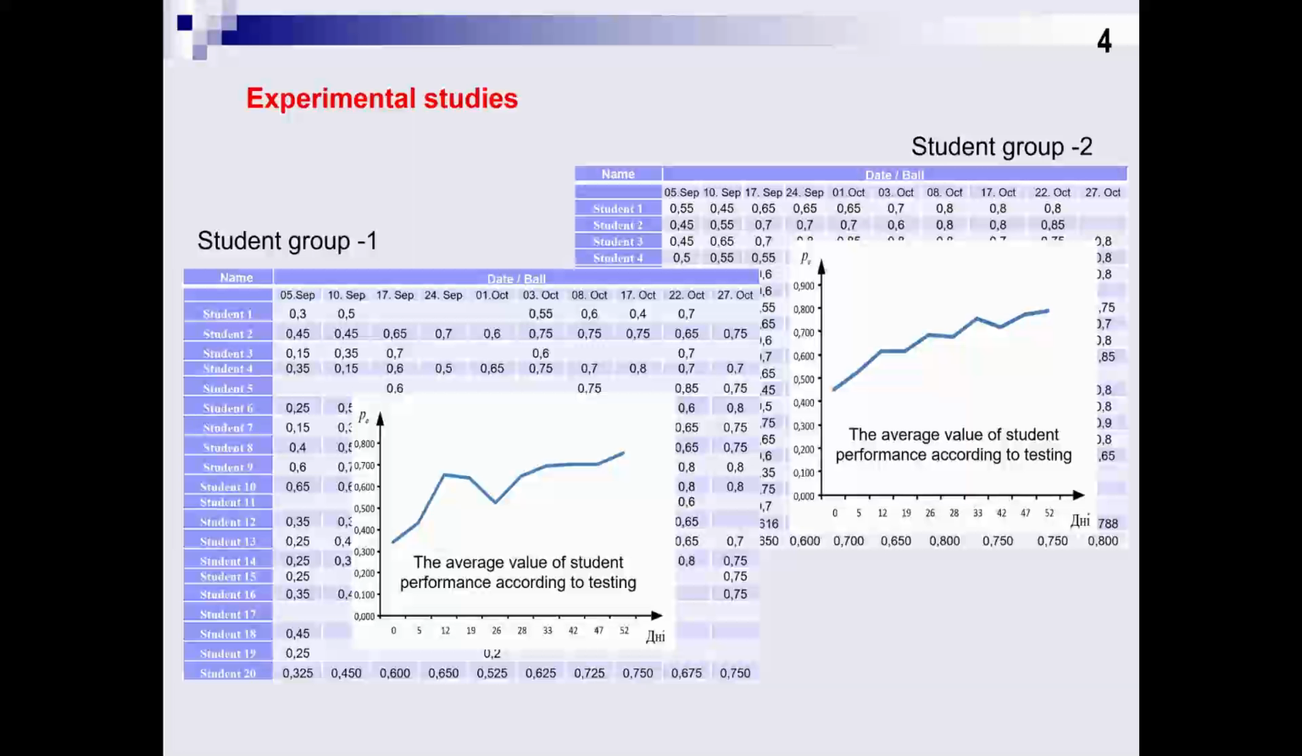Based on these results, we tried to develop a model that would describe them clearly and would allow us to identify the peculiarities of students' assimilation of educational information.